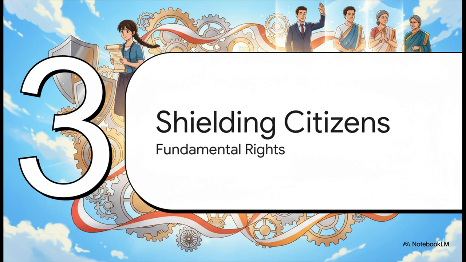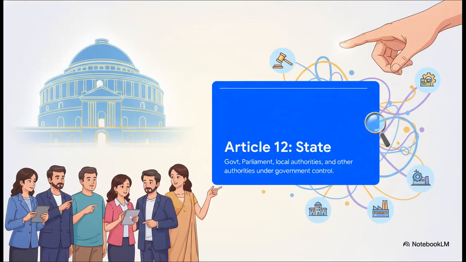Section 3. The House Rules. Shielding Citizens. Let's transition over to Part 3 of the Constitution. This is often called the Magna Carta of India, and it establishes the strict house rules. But before we can actually enforce these fundamental rights, we have to define exactly who we are enforcing them against, right? Article 12 casts an incredibly wide net over what actually constitutes the state. It includes the union government and parliament, sure, but also state legislatures, local municipalities, and other government-controlled authorities.